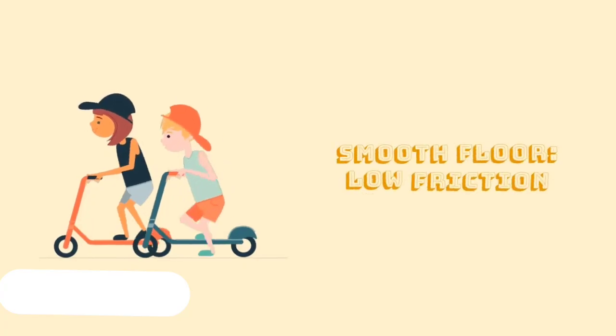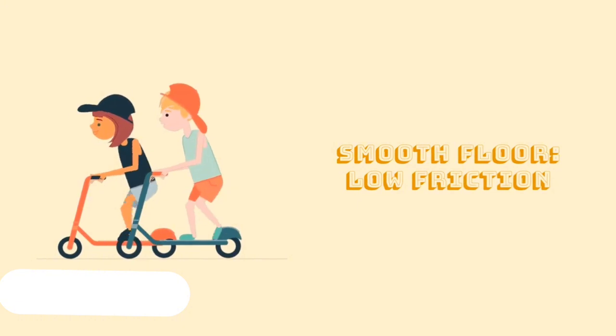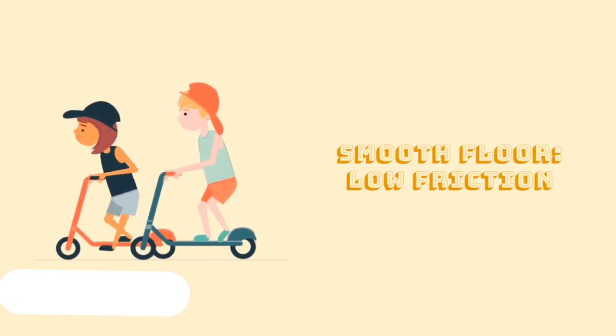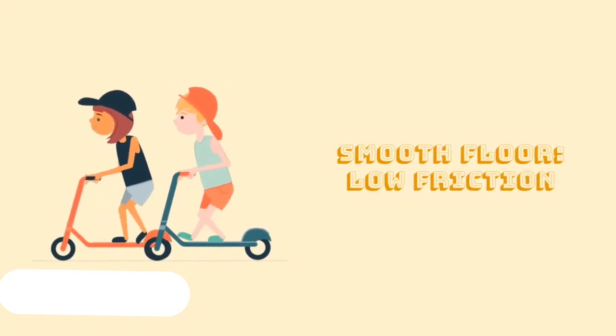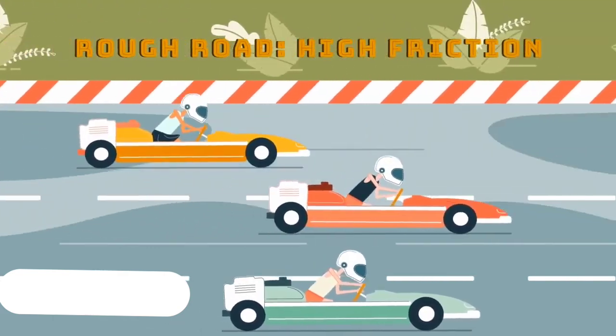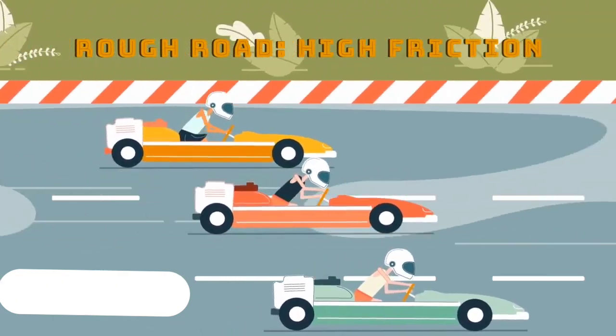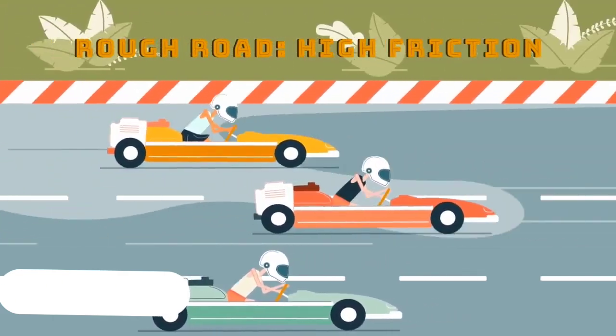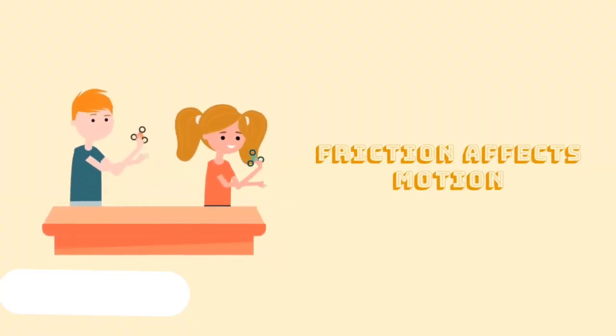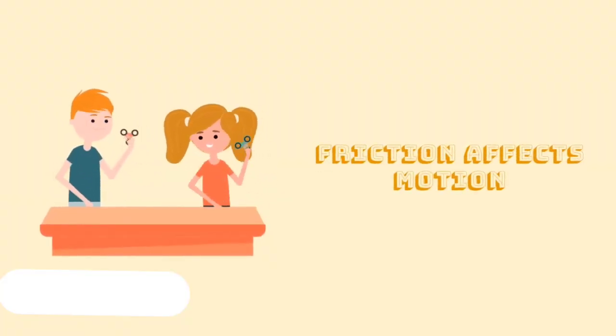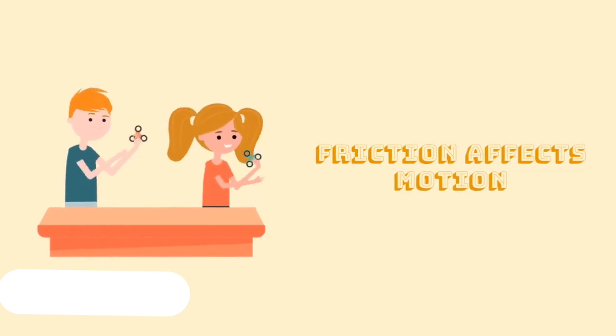A toy car glides effortlessly on smooth floors due to low friction. It accelerates smoothly and maintains its speed. As it moves onto a rough road, friction increases greatly. The rough surface creates resistance against the car's motion. Increased friction slows the toy car down significantly. It struggles to move and eventually comes to a halt.